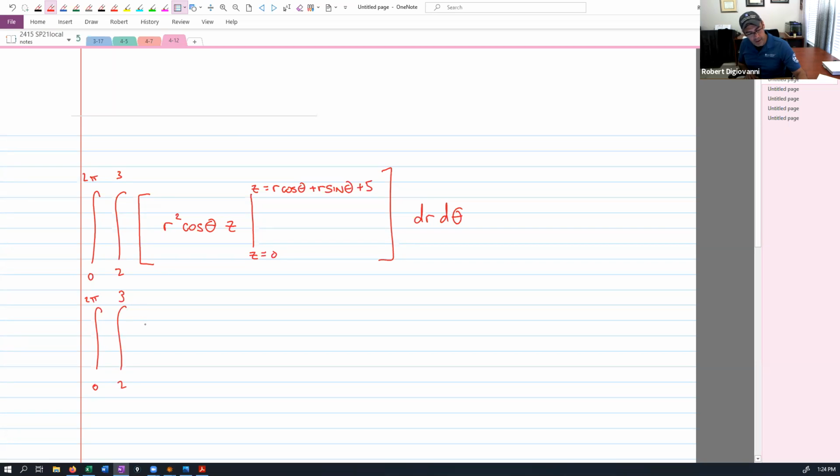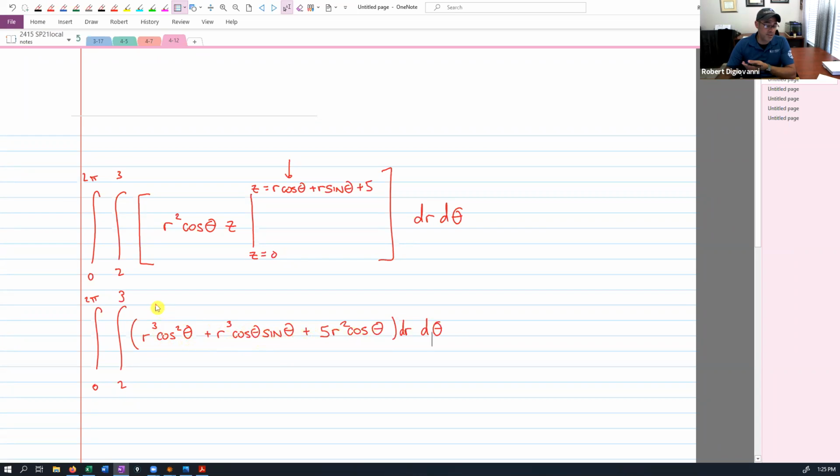Okay, so here we go. We've got this piece gets hit with that, so we'll have r cubed cosine squared theta. Then we have plus r cubed cosine theta sine theta. And then we have plus 5r squared cosine theta. All of that dr d theta. This would be pretty easy to integrate with respect to r, right? Because you treat all this cosine sine stuff as constant. So these are just going to be power rules on those.